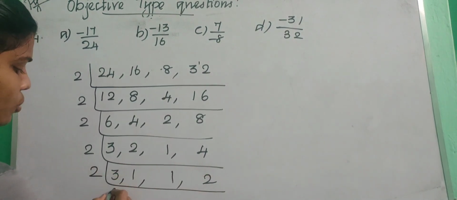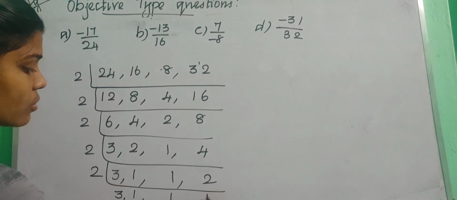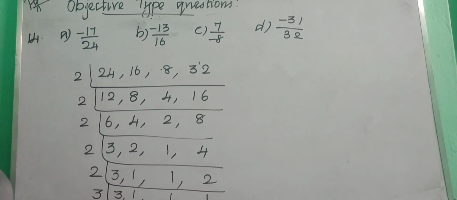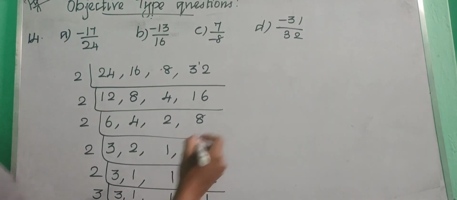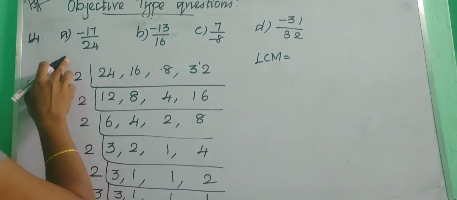Okay, so first of all 2, so we will get 3, 1, 1, and here 1. Now we can put 3. So 3, 1, 1, 1, and 1. So what is the LCM? LCM is equal to, so just multiply all the numbers.